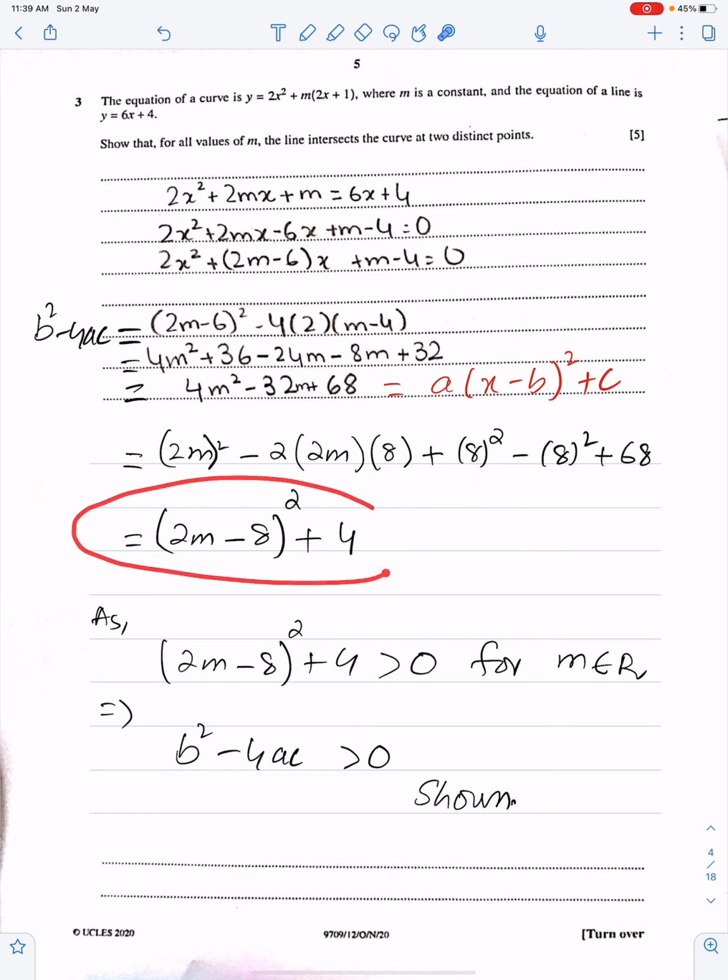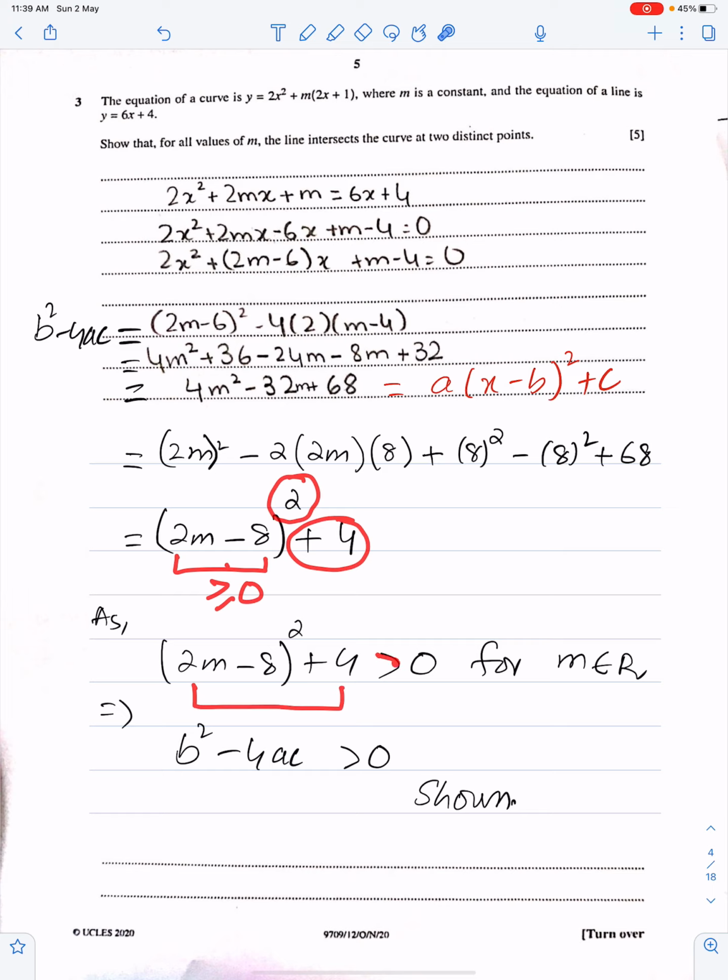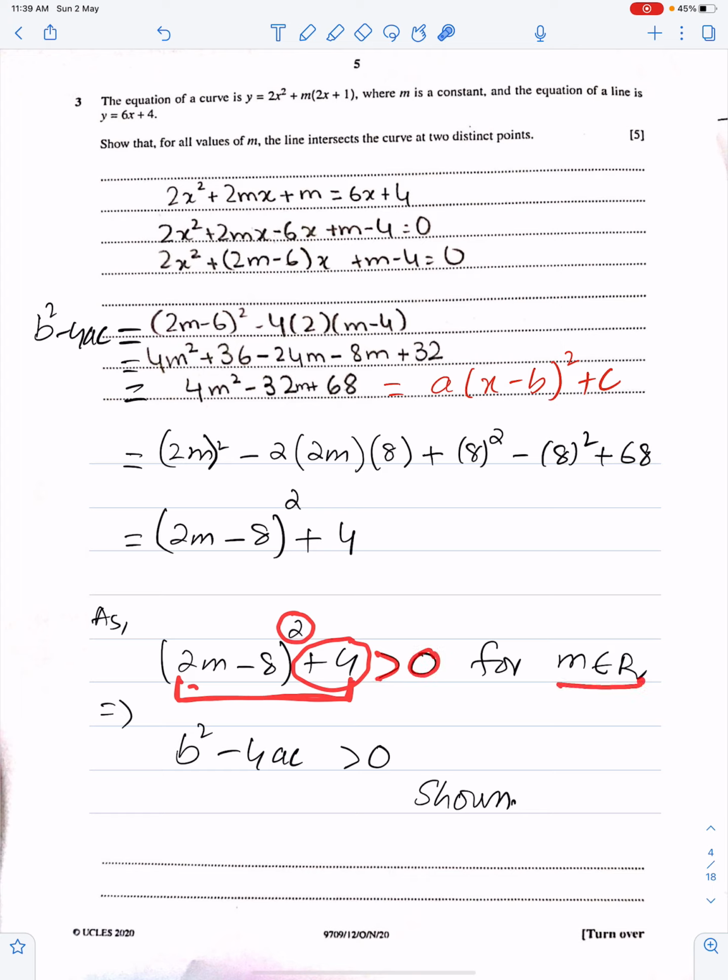After getting this form, you need to say that this term, because of this power 2, is always greater than or equal to 0. And because of this 4, this entire thing will always be greater than 0, will always be positive. So because of this positive 4 and because of this power 2, this result will always be greater than 0 for all values of m.